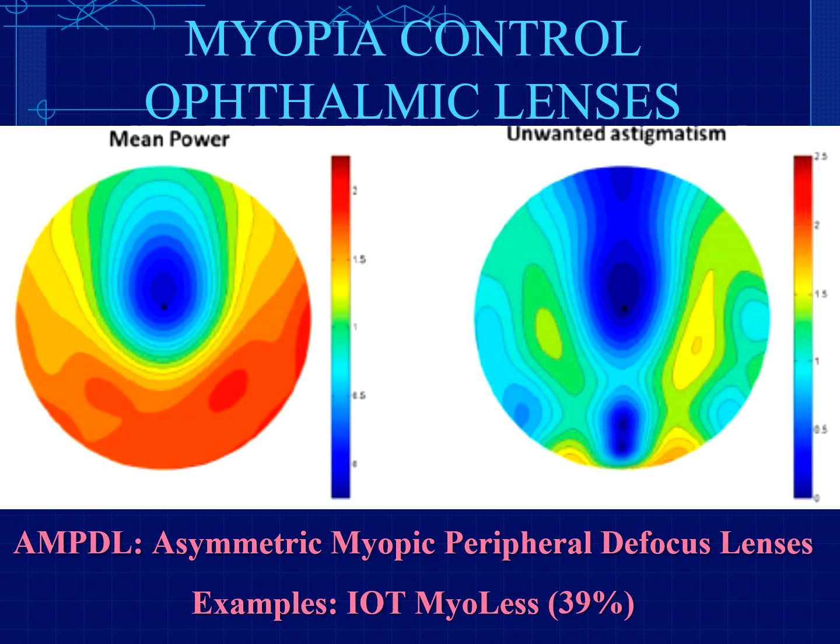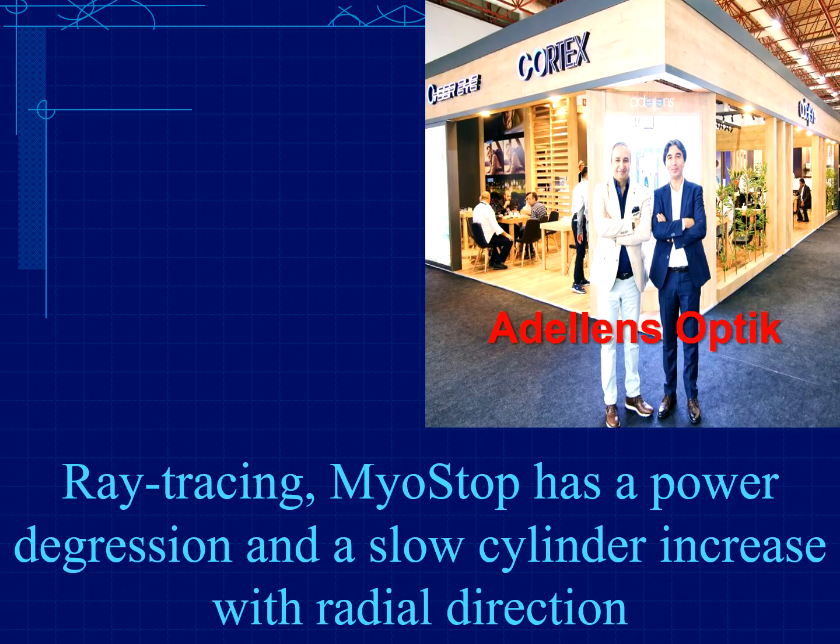According to different studies, the asymmetry of the image may improve the effectivity of myopia control. However, the effectivity of the IOT design is not very high. It's about 39% for this kind of lens. Actually, as I told you, this is according to limited, cross-sectional studies for this type of lens.